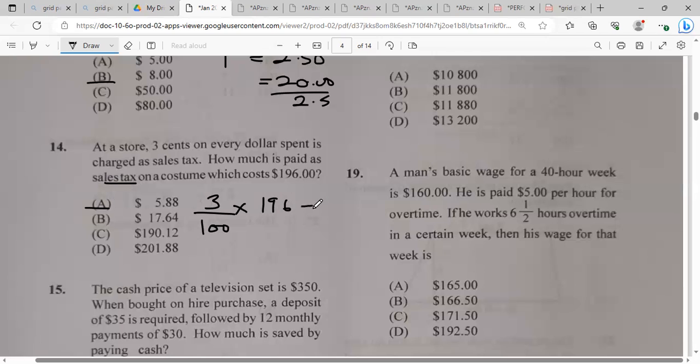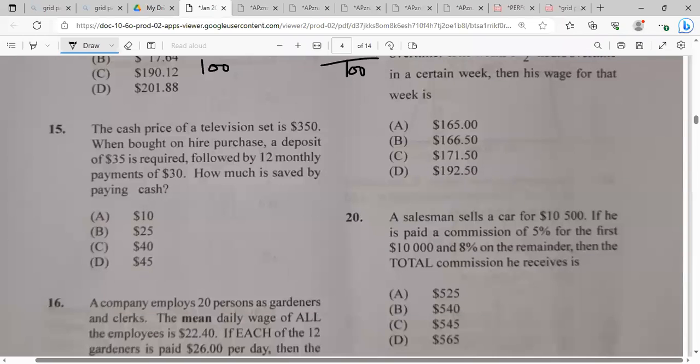All right, so I multiply across: 3 6s are 18, 8 carry 1, 3 9s are 27, and 1 is 28. 3 1s are 3, and that's 5. And then we divide by 100. Of course, the decimal point goes here. But guys, come on, we would have known that. Even if we can't work it out, we must have number awareness.